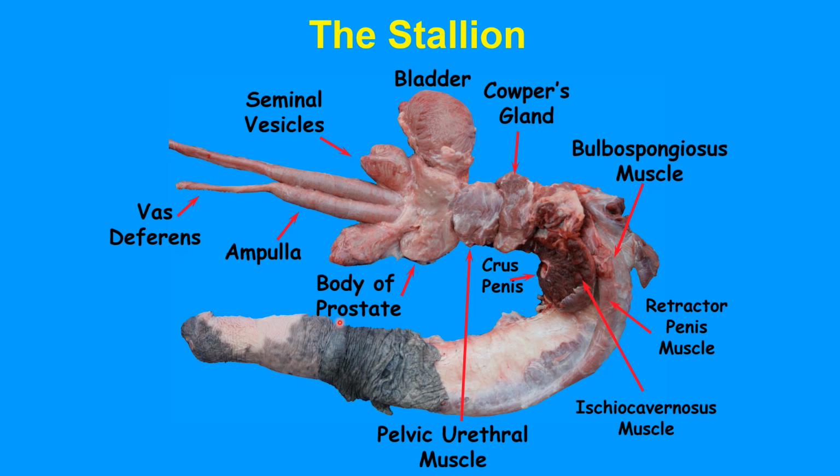One of the major differences between the stallion and the bull is in the penile part. The stallion has a muscular vascular type of penis. The bull has a fibroelastic type of penis. The stallion does not have the sigmoid flexor, whereas the bull has the presence of the sigmoid flexor.